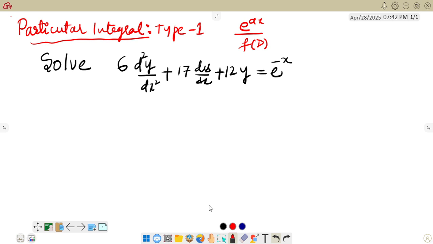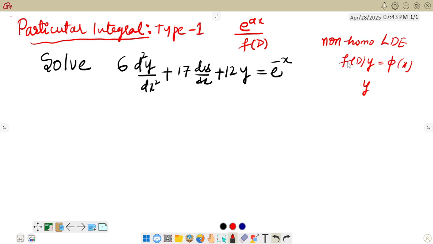In this video we are discussing the solution of non-homogeneous linear differential equation of the form f of D into y is equal to phi of x. Particularly here, we are discussing how to solve a non-homogeneous equation.